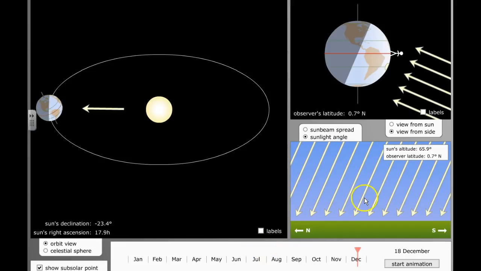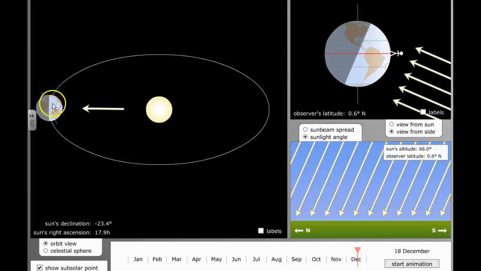Actually, you should never look into the sun. So he's not actually looking at the sun, but at the sun's rays as they would be on any particular date. These will change as the animation runs through each season. Okay, so let's get started.